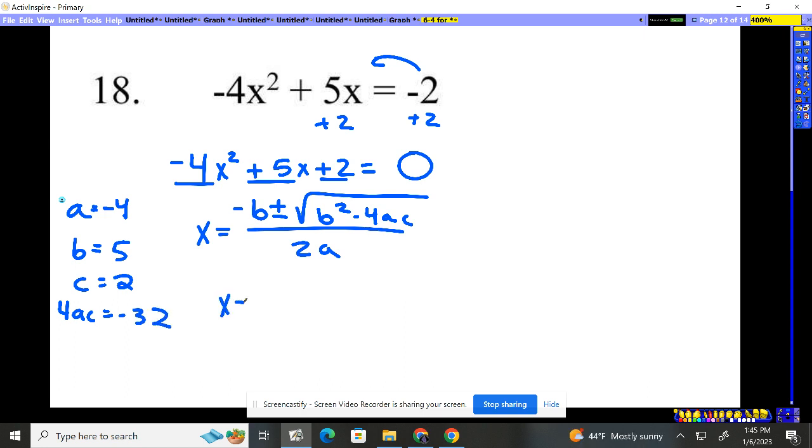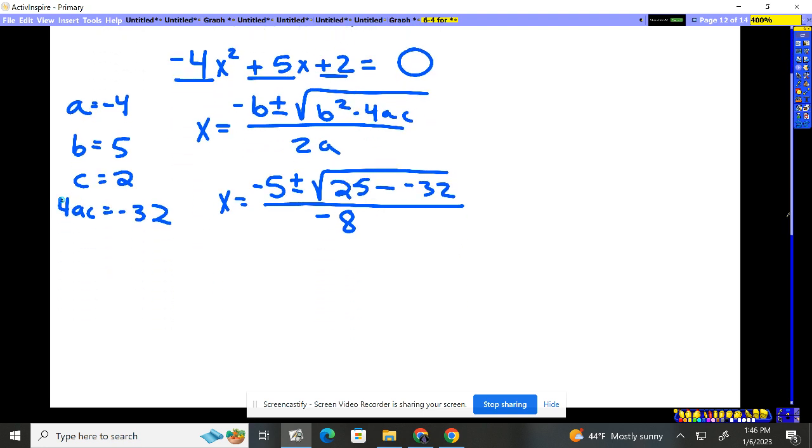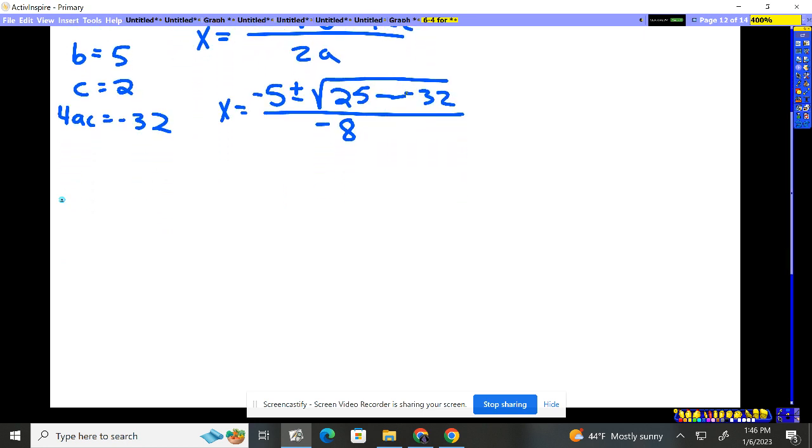So let's plug these in. Opposite of b is negative 5, plus or minus the square root of b squared, 5 times 5, 25, minus, what do I have for 4ac? A negative 32. All divided by 2 times a. 2 times negative 4 is negative 8. No big deal. What happens here with this minus a negative? That's going to change to plus. So we now have negative 5 plus or minus the square root of 25 plus 32, which is 57, all over negative 8.